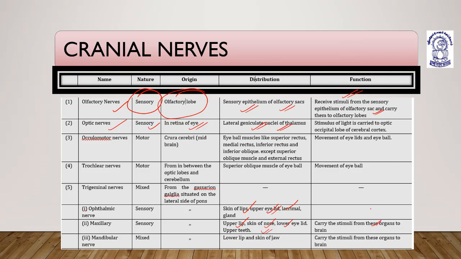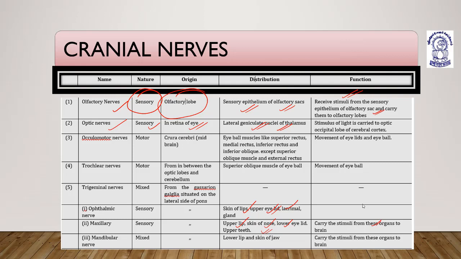The mandibular nerve is a mixed nerve. It supplies the lower lip and skin of the jaw. It carries stimuli from these organs to the brain. The maxillary nerve supplies the upper lip, skin of nose, lower eyelid, and upper teeth; the mandibular nerve, the lower lip and skin of the jaw. So these are the parts of the trigeminal nerve, which is a mixed nerve originating from the Gasserian ganglion situated on the lateral side of the pons.